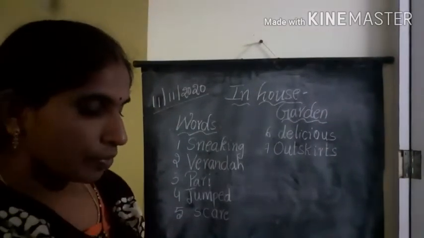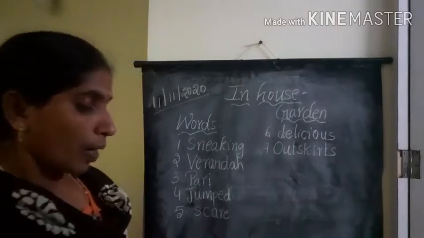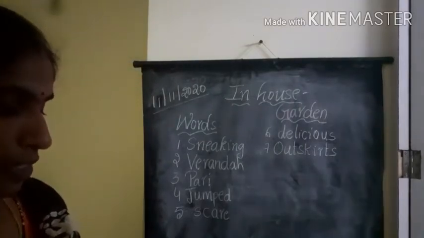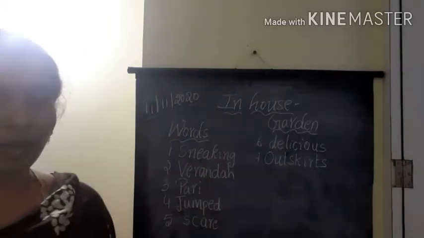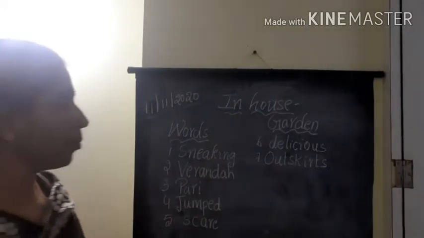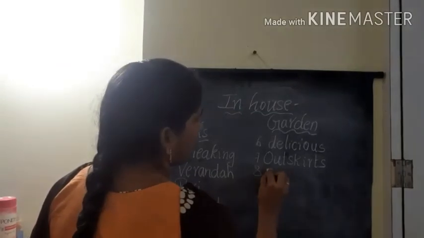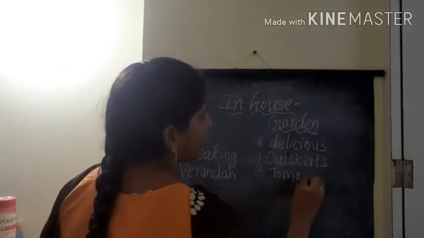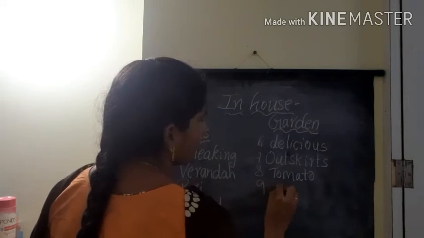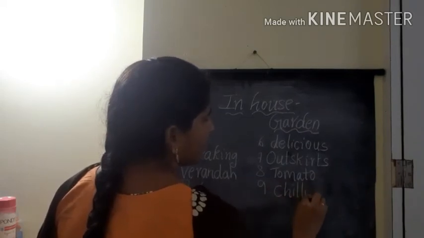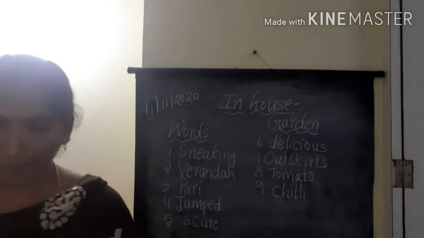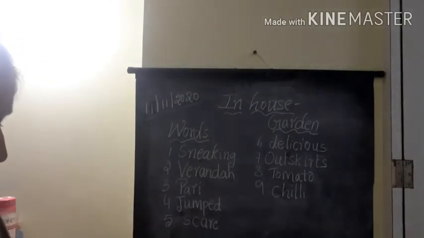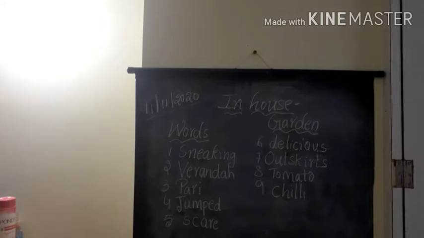And grandmother, why are there new tomato and chili plants in the veranda? Pari was asking, grandmother, why did you keep tomato plants and chili plants? Why did you keep tomato and chili plants in the veranda? Pari asked curiously, means strangely, interestingly.